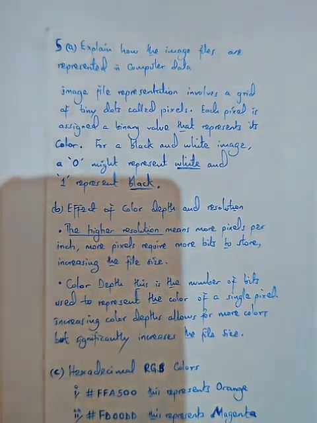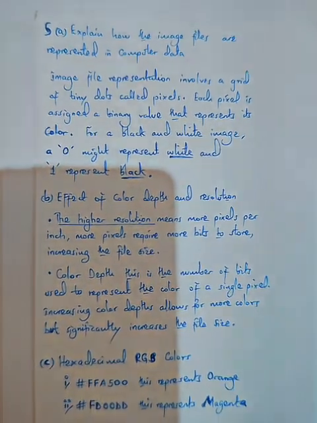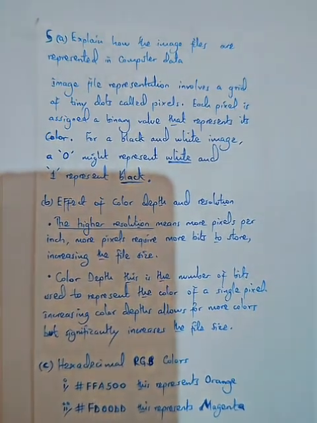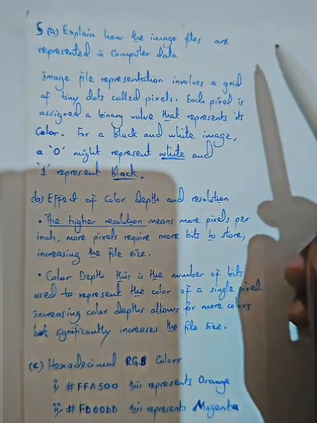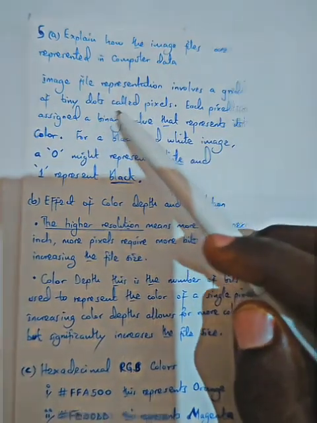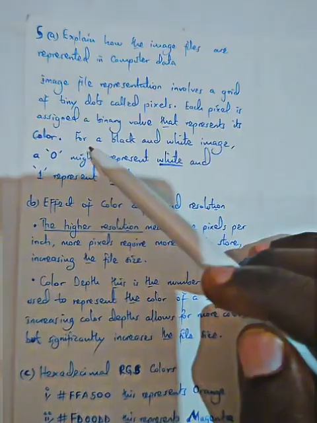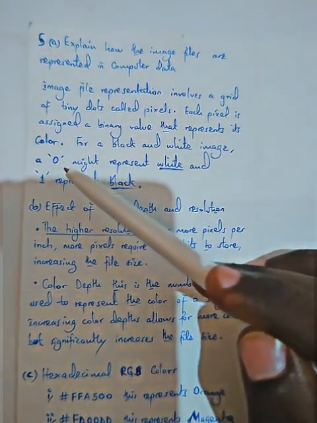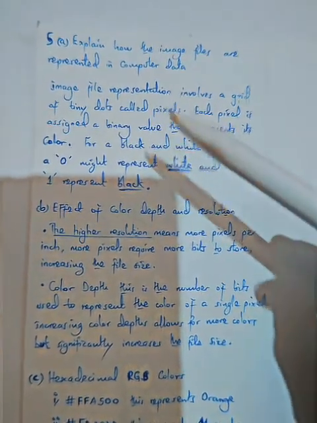Question 5A, 5B, 5C as follows. Those are the answers. Let's start with question 5A, then 5B, then 5C. 5A, explain how image files are represented in a computer. An image file involves a grid of tiny dots called pixels. Each pixel is assigned a binary value that represents its color. For black and white images, a 0 might represent white and 1 represent black.